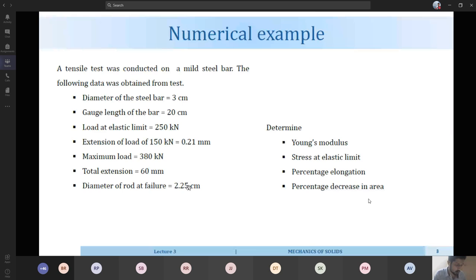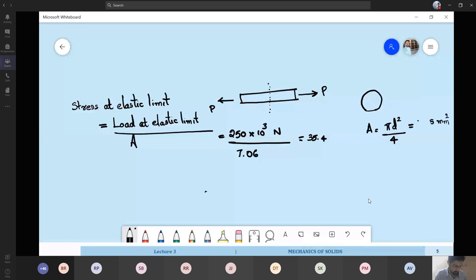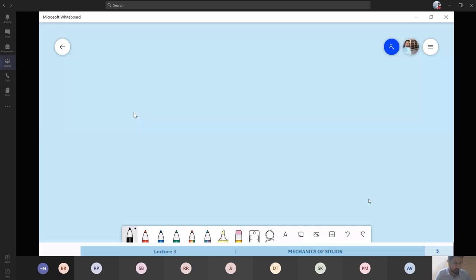With this, we have other elastic constants also. From Hooke's law, what we have learned is sigma equals E into epsilon, or the ratio of the stress to the strain is a constant, and we call it Young's modulus or elastic modulus.